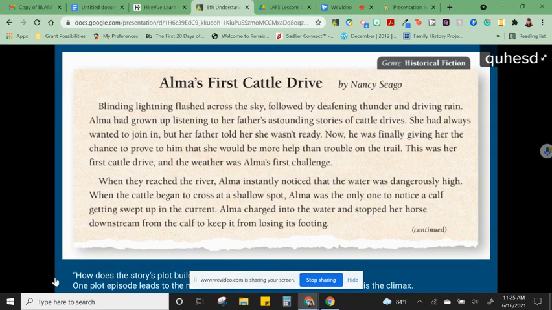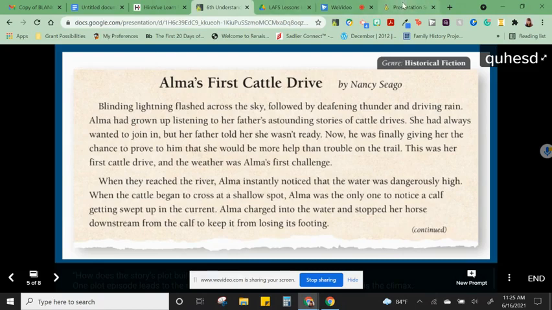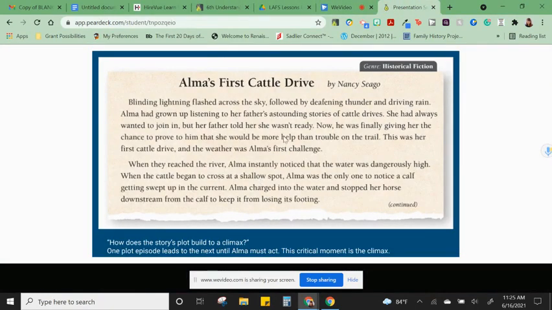Okay, now we're going to work on recognizing parts of the plot together using an excerpt. This particular excerpt is called Alma's First Cattle Drive. It is historical fiction, and it is by Nancy Segal. I'm going to read, and I would like for you to read along as I go. So on the student screen, they would be seeing the same thing.